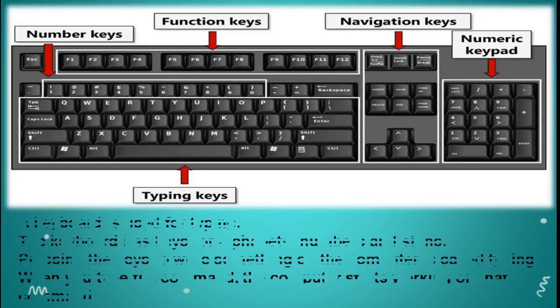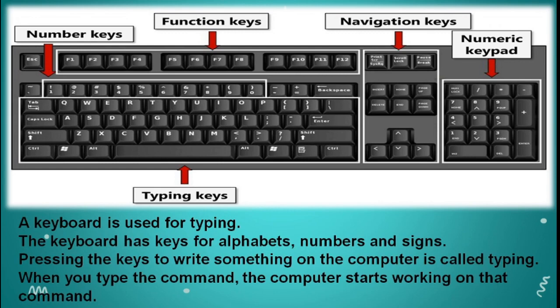Keyboard. A keyboard is used for typing. The keyboard has keys for alphabets, numbers, and signs. Pressing the keys to write something on the computer is called typing. When you type the command, the computer starts working on that command. There are many types of keys in a keyboard, like number keys, function keys, navigation keys, numeric keypad, and typing keys.